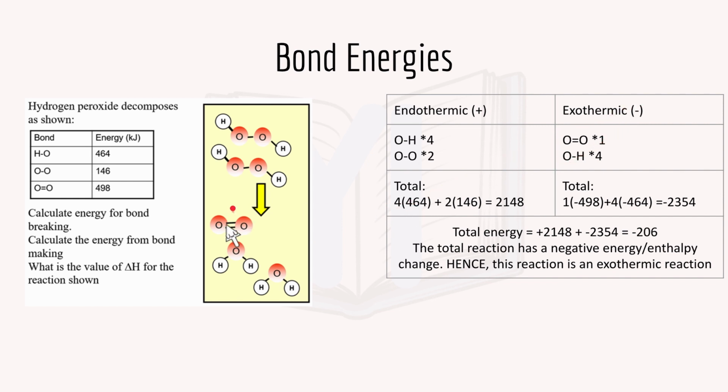And the exothermic, you can see 1 double O bond, 498, and it's negative because it's exothermic, remember. And for the rest, it's just OH at 1, 2, 3, 4. So 4 OH bonds, and OH is 464. So 4 times minus 464 equals minus 2354. Just add them up together. And then the energy will be the endothermic plus exothermic. In this case, it will be 2148 plus minus 2354 equals minus 206. And the total reaction has a negative enthalpy change. Hence, this reaction is an exothermic reaction.